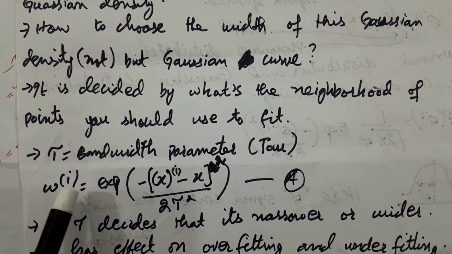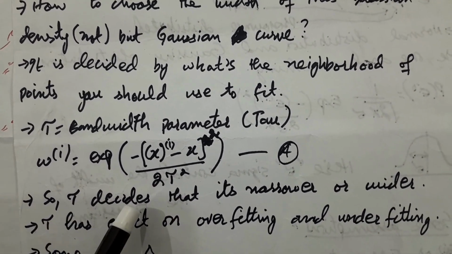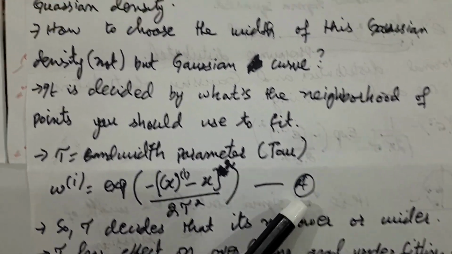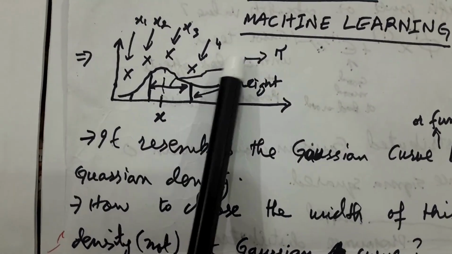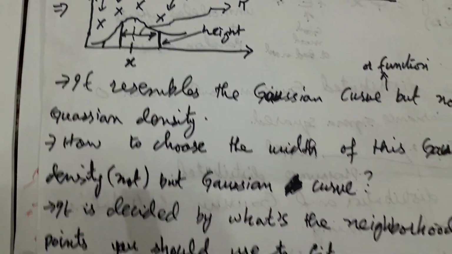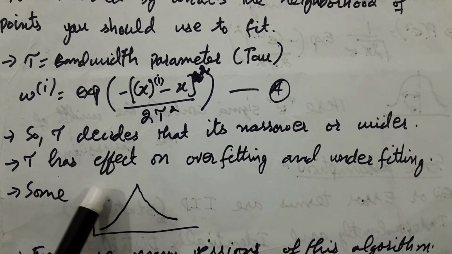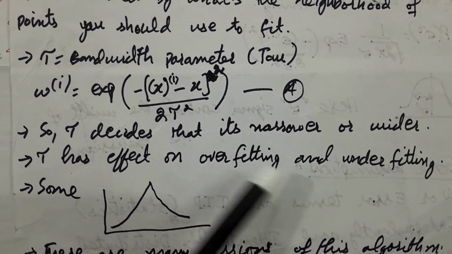Continued from the previous lecture, the weight is an exponential of this value. So tau decides whether it is narrower or wider. In short, that is tau. Tau decides that it is narrower or wider. Tau has an effect on overfitting and underfitting.